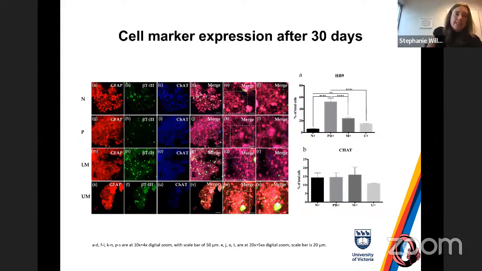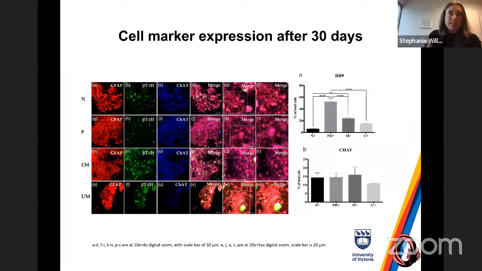So Laura went ahead and stained these different groups. One of the things that's really interesting about these tissue models is that they contained astrocytes, as you can see here in red, indicated by GFAP staining. And they also had motor neurons, as indicated by CHAT staining, which is the blue you can see here, as well as beta tubulin 3, which is a neuronal marker as well. And while they had similar levels of CHAT expression, the different groups had different levels of HB9, which is an early motor neuron marker. And so this suggested that our microsphere group was probably maturing the tissues at a faster rate compared to just having these small molecules in the media.